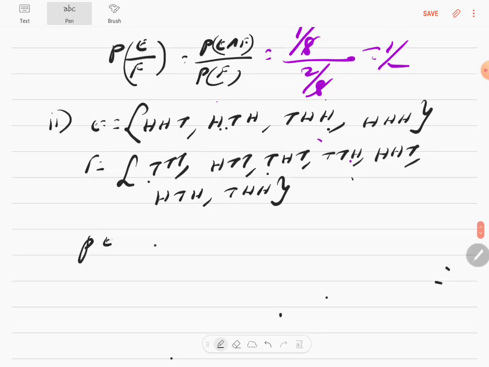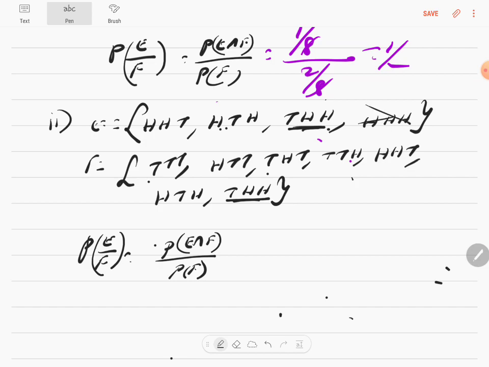The conditional probability of E given that F has already occurred is P of E intersection F by P of F. What is the intersection between E and F? Just underline. You have THH, which is here, a THH is here, and 3 heads will not come. Obviously it will not be.